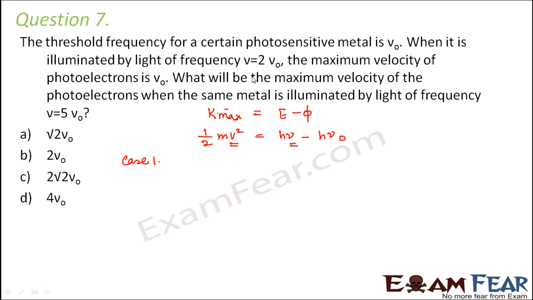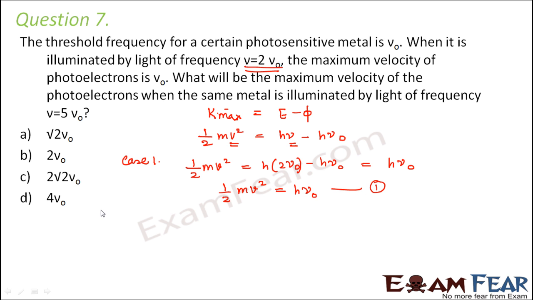So in case 1, the light has a frequency of nu is equal to 2 nu naught. So in case 1, it would be half mv square is equal to h into 2 nu naught minus h nu naught. So this is 2h nu naught minus h nu naught, which is equal to h nu naught. Right? So our first equation would be half mv square is equal to h nu naught. So this is equation 1.